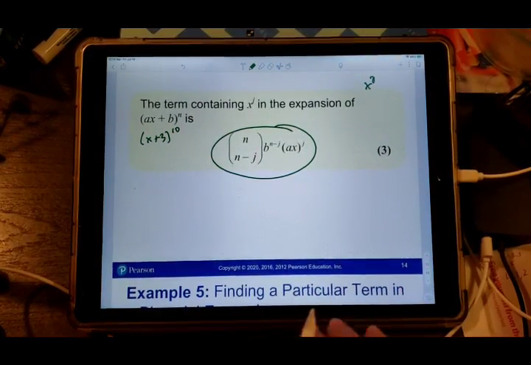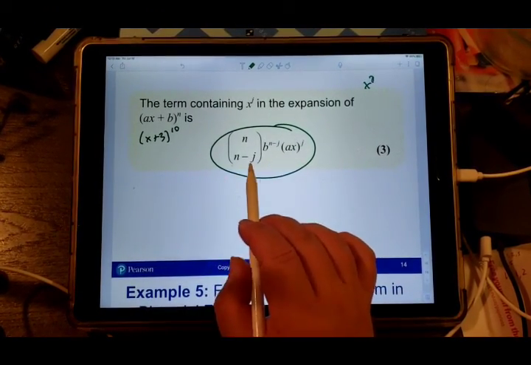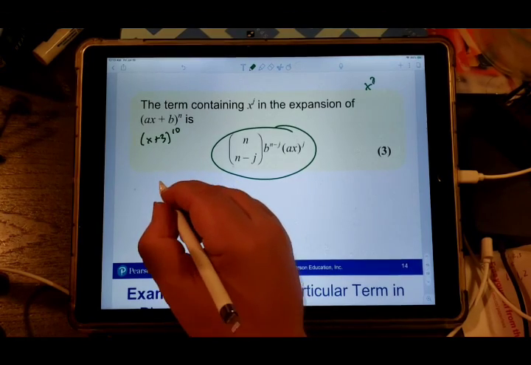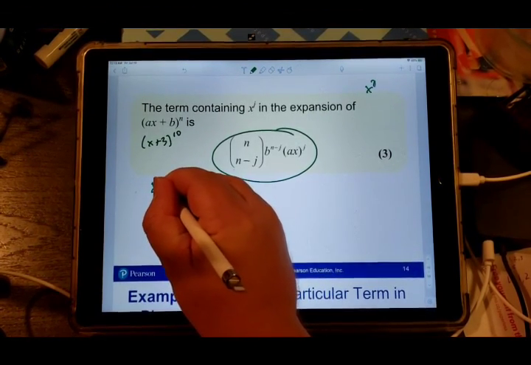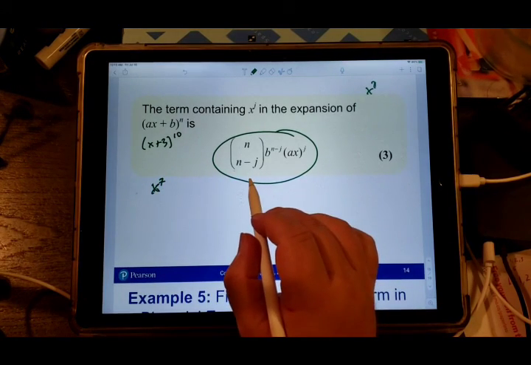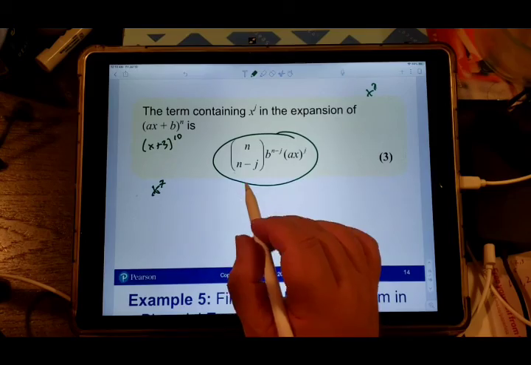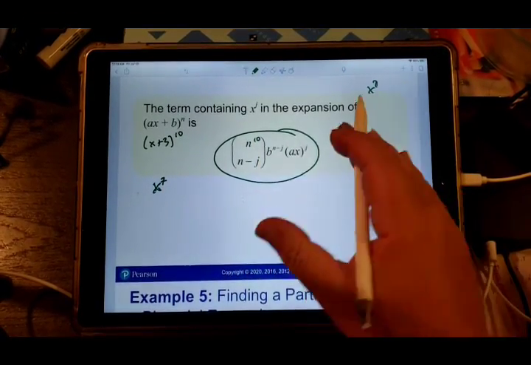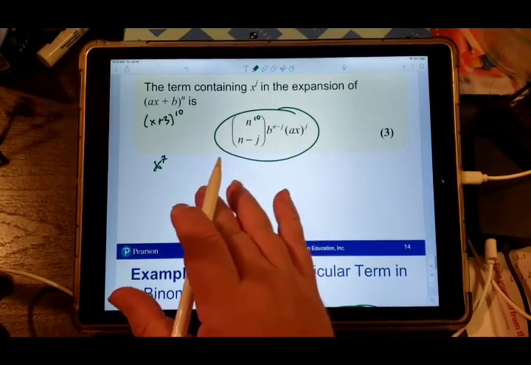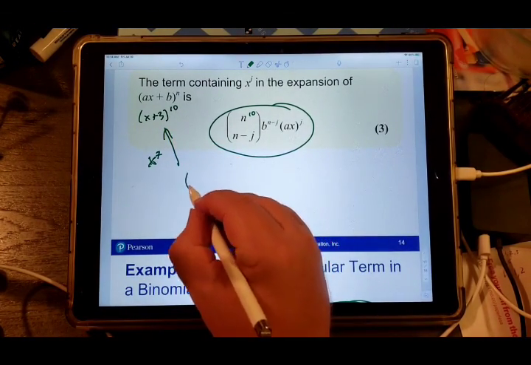That's not what they did. Fortunately for us, that's not what they did. But you say, oh well, what's the term containing x to the 7? Now I'm going to say using this formula is just a bad idea, but it would work. N is 10, J is 7. We could work it out, but I would much prefer you just kind of expand this.